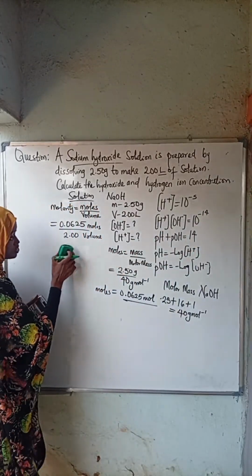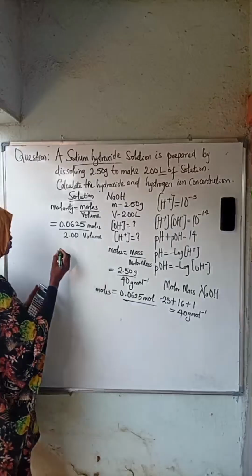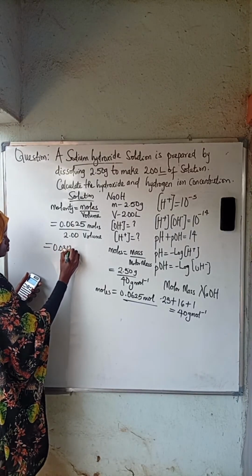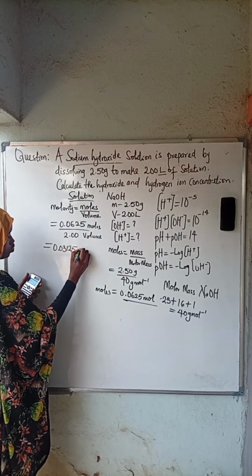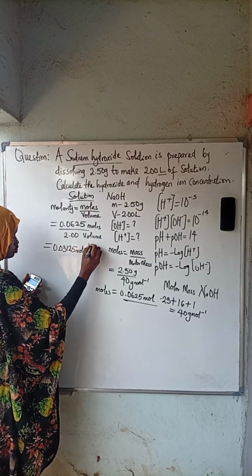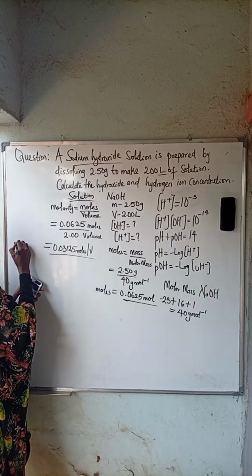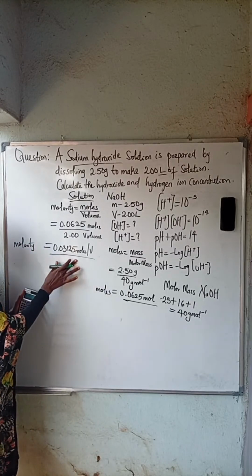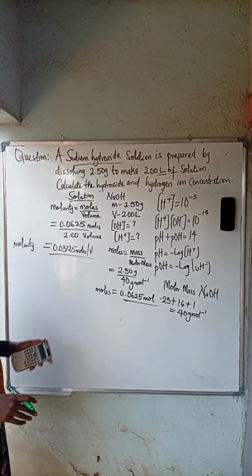So this is going to be moles per volume. So let me write it this way. So the molarity is equal to 0.03125 moles per volume. So this is the value for the molarity. So viewers, hope you are clear up to this point.